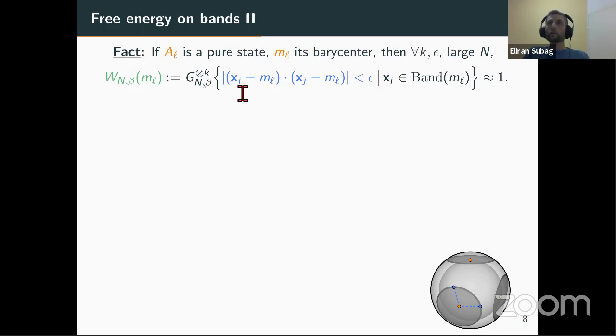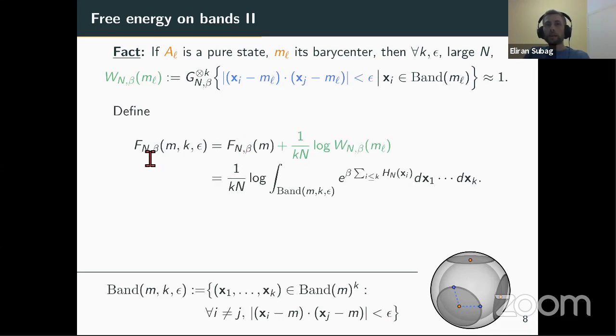Okay, so here I'm looking at the probability that I take k samples, and they are almost orthogonal in this sense. I'm allowing some error, which is this epsilon. What happens is that for the barycenters of the pure state, this probability will be roughly 1.